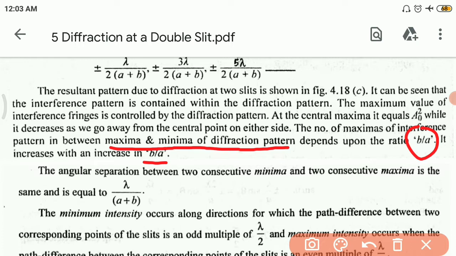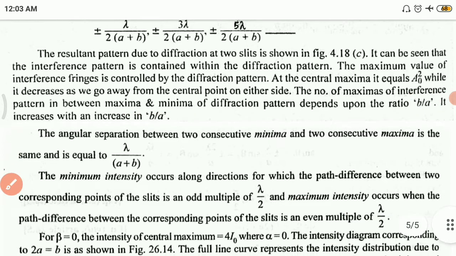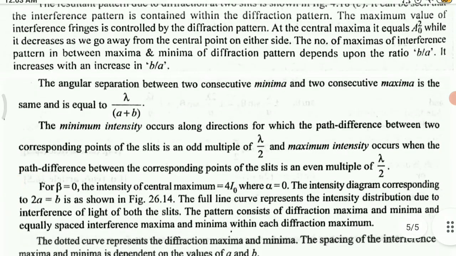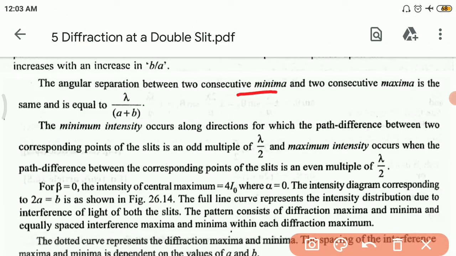Okay, then another important term is the angular separation between two consecutive minima, meaning the width of a diffraction maximum, if we calculate it. Okay, so two consecutive minima, or you can say two consecutive maxima, it will be the same, and it is equal to lambda by (a plus b). Okay, you can also derive this. The angular separation between two consecutive minima or maxima will be equal to the same value, that is lambda by (a plus b).